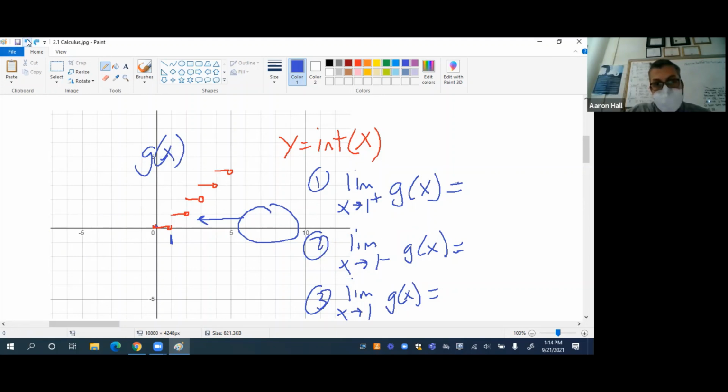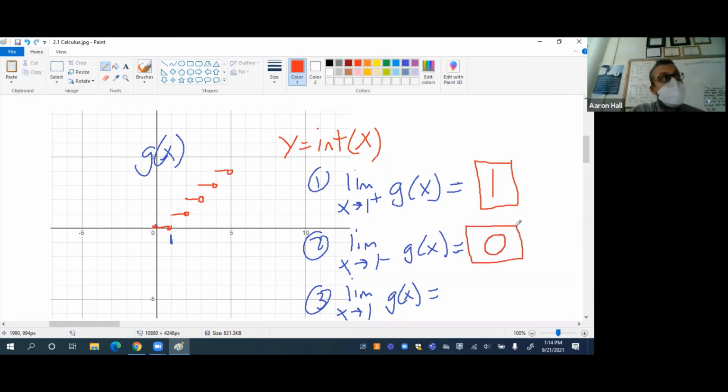The limit of X approaching 1 from the positive side, wouldn't that be 1? It is 1. However, if you were to do so from the negative side, it would be 0. Correct. So this is 1. What's this? 0. It is 0, correct. Does that make sense? Yeah. Can you explain one more time?